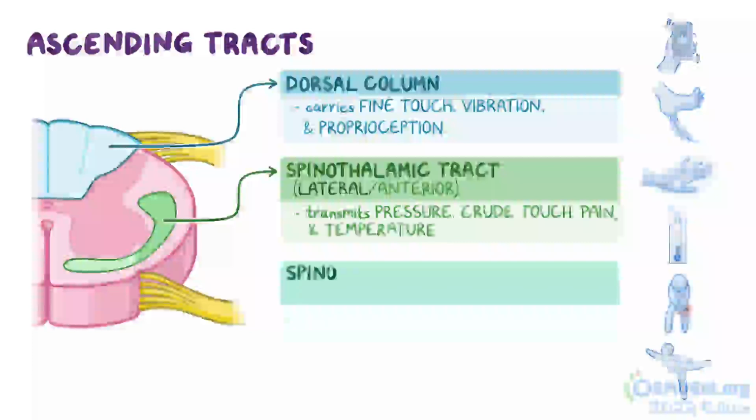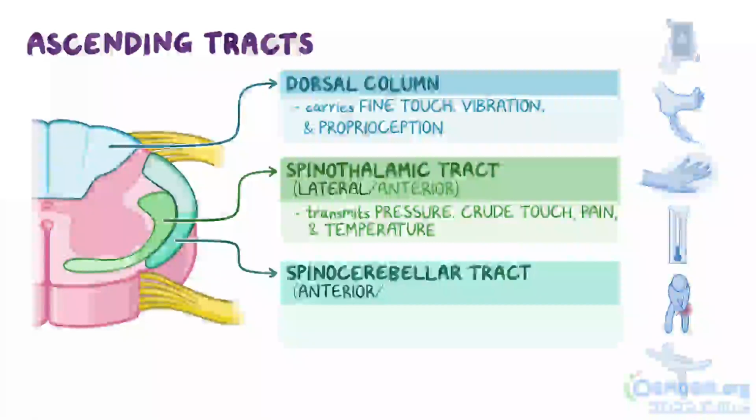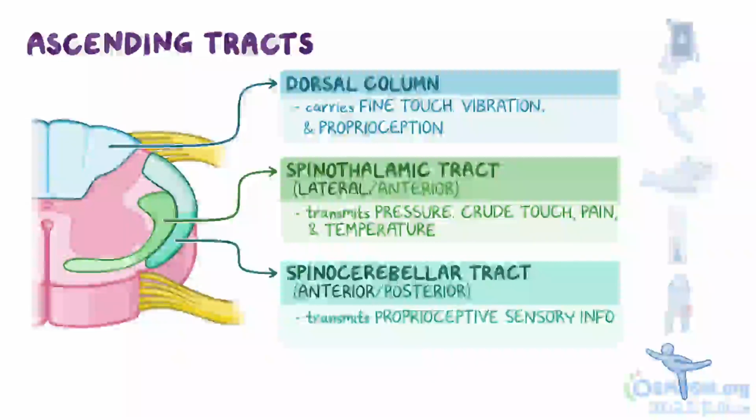There is also the spinocerebellar tract, which is also divided into the anterior spinocerebellar and the posterior spinocerebellar tracts. Just like the dorsal column, the spinocerebellar tract transmits proprioceptive sensory information. The difference is that the spinocerebellar tract is mainly in charge of unconscious proprioception, like the amount of stretch in our muscles or the degree of flexion in our knees or elbows, which enables us to maintain posture and produce movements.